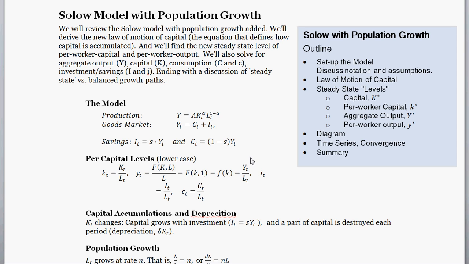We're going to find the new steady state level of per worker capital and per worker output, as well as solve for aggregate output Y, capital K, consumption, investment, and savings, and then end up with a discussion of steady state levels versus balanced growth paths.